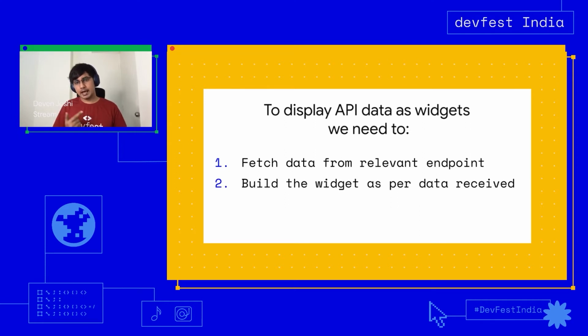That's the question. And the second, once you get that data, you need to build the widget, or you need to build the movie card or stuff like that according to the data you receive. In that case, you need to first fetch all the data and then second display it. So we need to do these two steps. And for example, in this app, we will fetch data every time a widget loads.